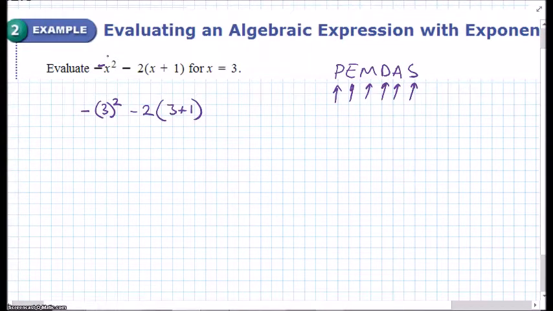It says PEMDAS, so let's deal with our parentheses first. Let's rewrite this: negative 3 squared minus 2, well, 3 plus 1 is 4. Now we've got to do the exponent, so 3 squared is 9, so minus 9. And what is negative 2 times 4? It'd be 8. So I have negative 9 minus 8, so the answer would be negative 17.